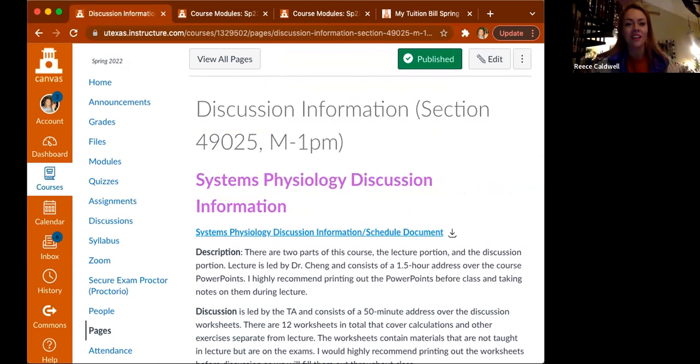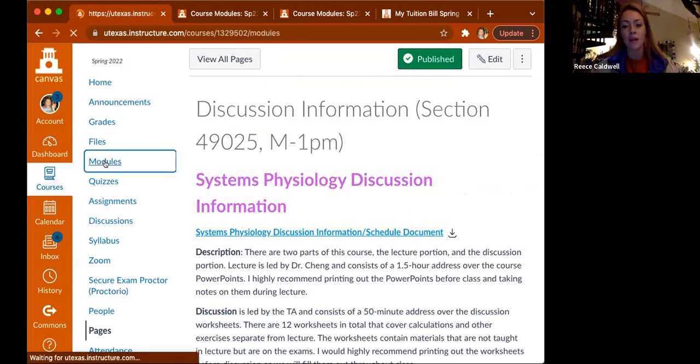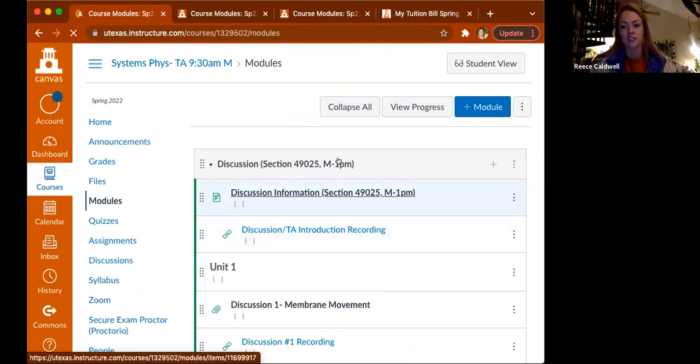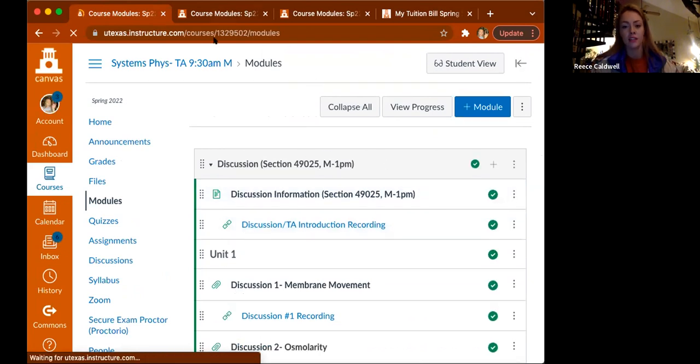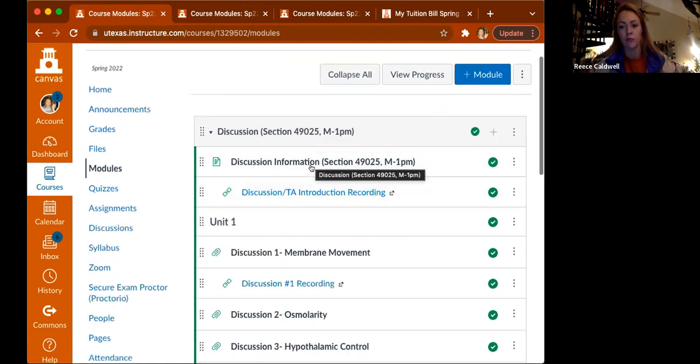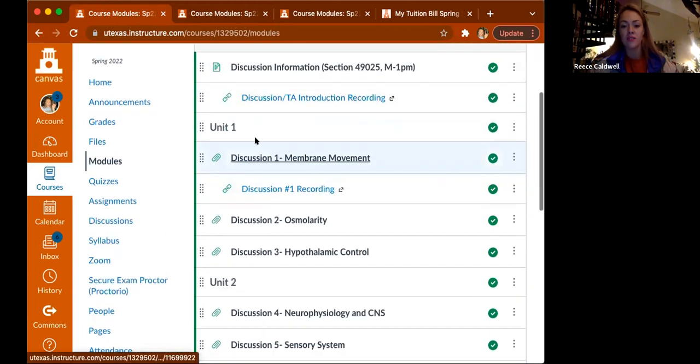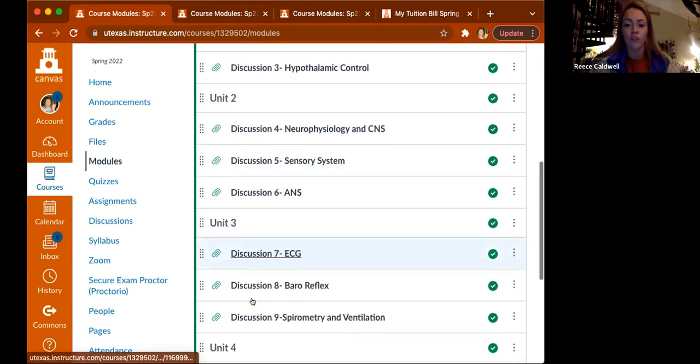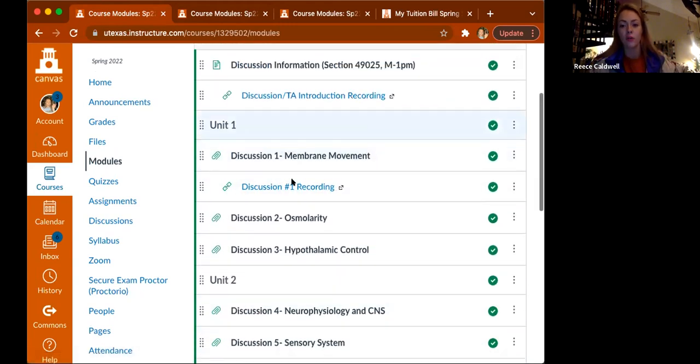Oops, wait, just kidding. I forgot one other thing I wanted to point out. Under the modules, under my module, make sure you're looking at the correct discussion. Again, you might be in one of my other 3 sections, so it could just have a different number here. But as you see, I organized it into our 4 different units, and here is where I will post the recordings and other things, and here are the worksheets.